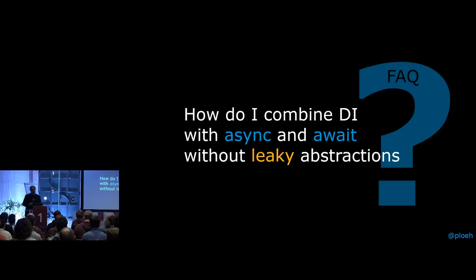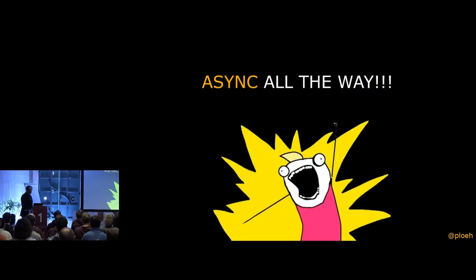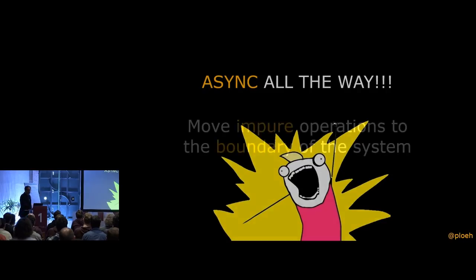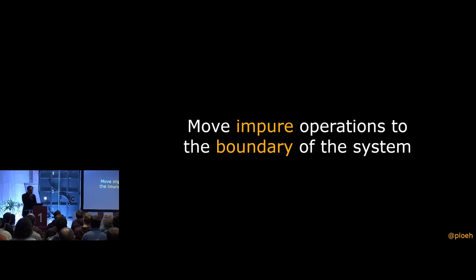So now we can return to the third part of the talk. How do I combine dependency injection with async and await without leaky abstractions? So we sort of left off by saying, well, when you do async, it needs to be async all the way. And then I said, well, but wait, there is an alternative. So let's see what that is. So what I'm going to do now is I'm going to move the impure operations to the boundary of the system, and I'm going to explain what that means.